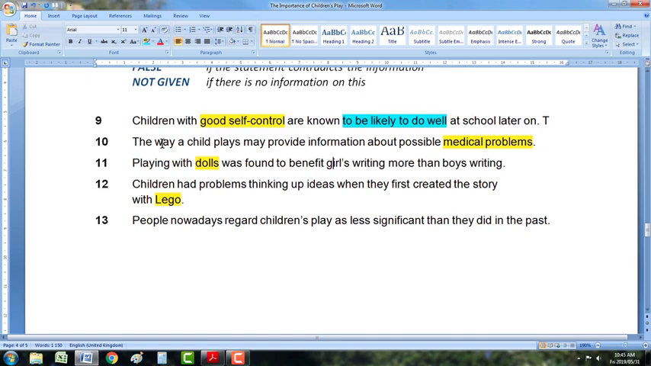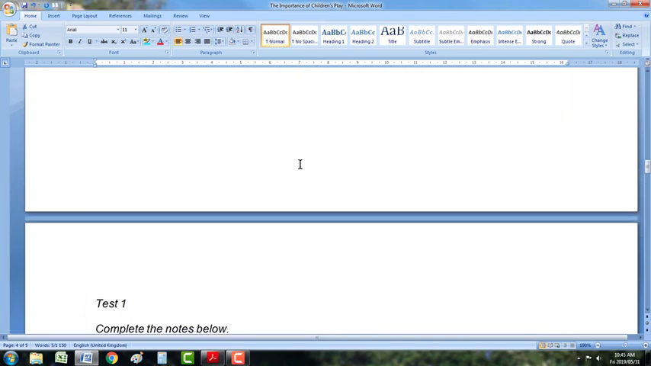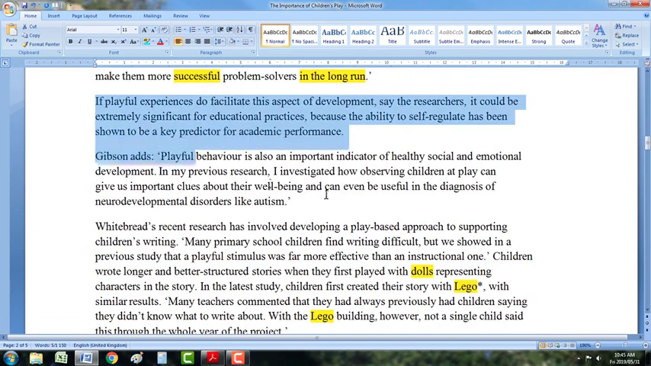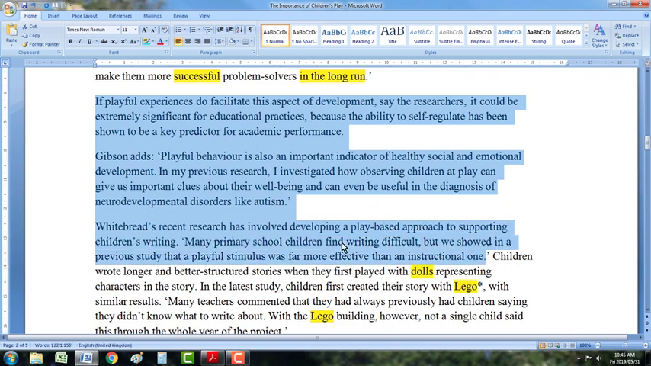Right. The way a child plays may provide information about possible medical problems. So I would say that maybe is the target language. It's not very strong. Information we can scan for possible medical problems. Information about possible medical problems. That's what we really want to find. Medical problems. And it's all the way there. A lot to scan for.